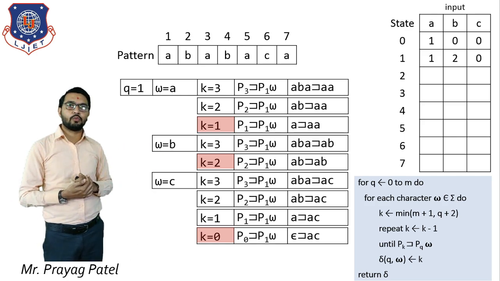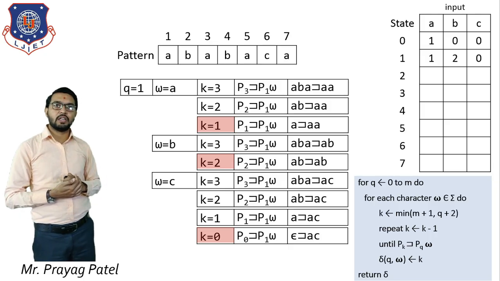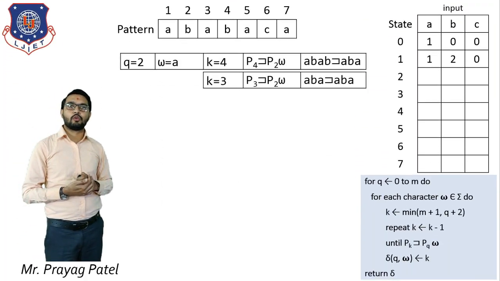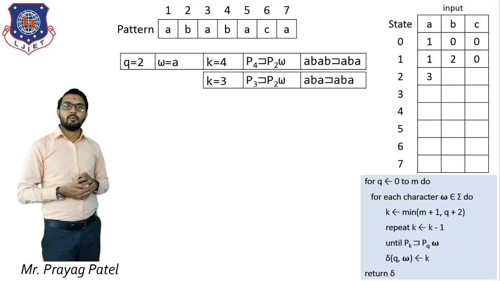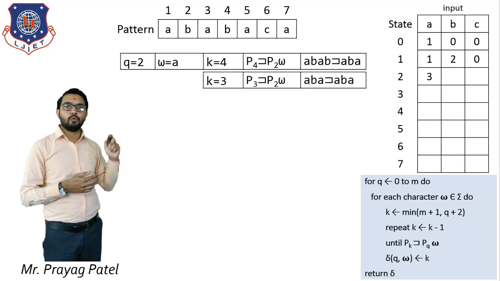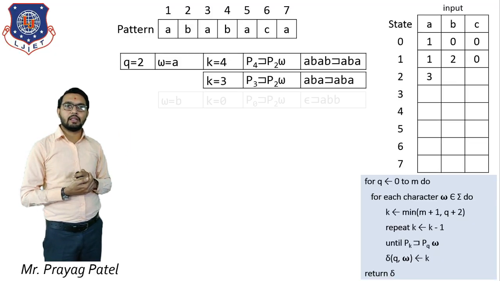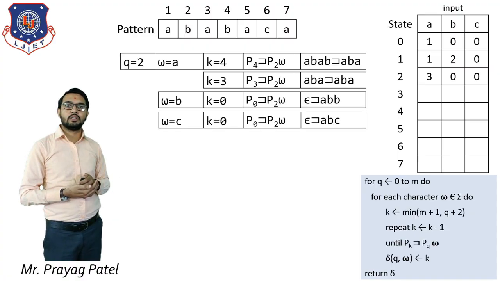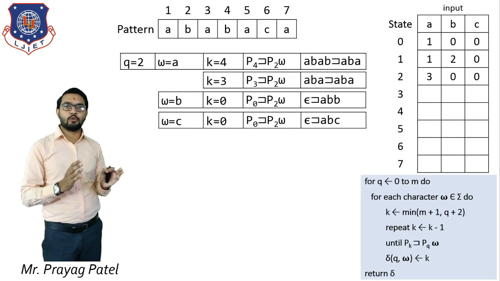So consider one output as a 0, 1, C equal to 0. Same way you can find the value for node 2. For node 2, consider A output as a 3. Then for B, consider output as a 0, and for C also consider output as a 0, because the K value satisfies K equal to 0.